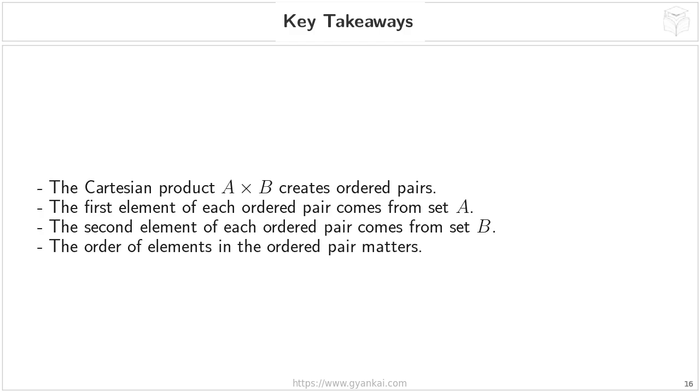It's really important to remember that the order of the elements within the pair matters. This means that a pair consisting of A followed by B is completely different from a pair consisting of B followed by A, unless, of course, A and B happen to be the same element.